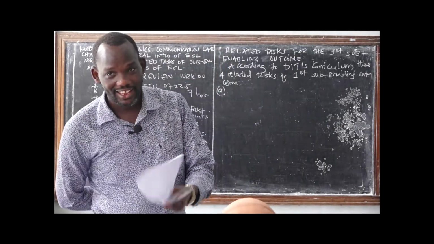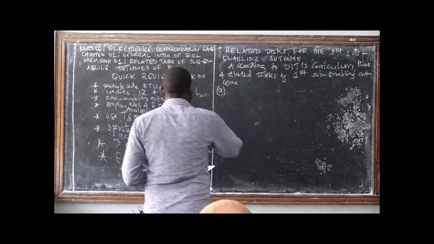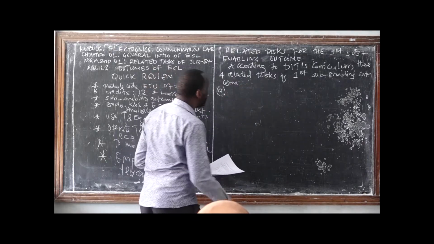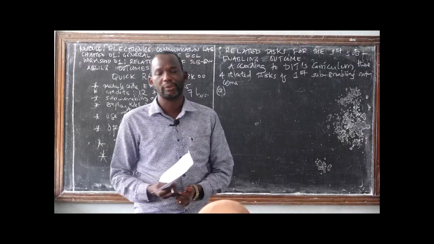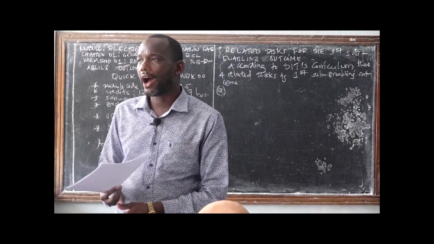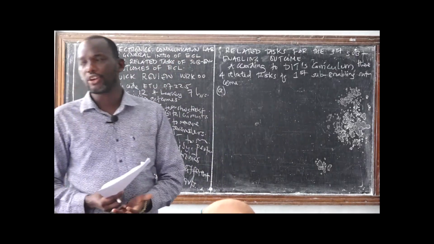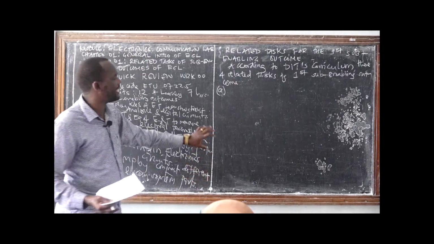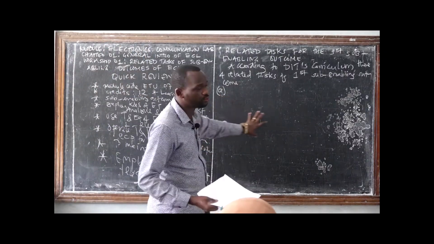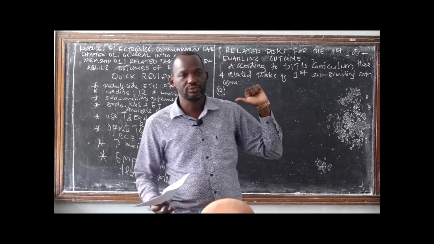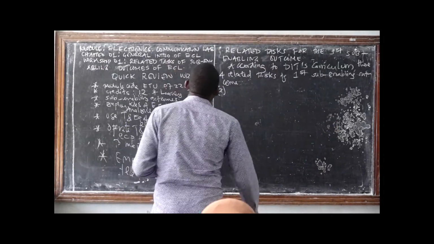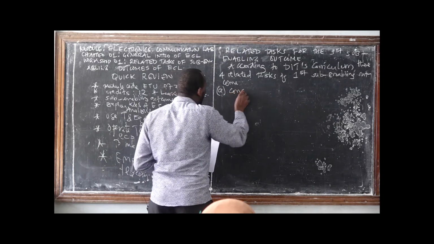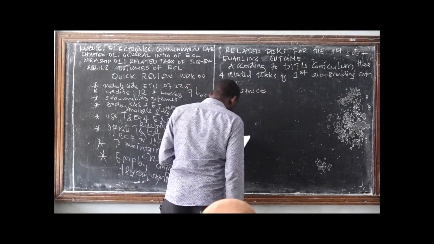So in that sub-enabling outcome, to employ knowledge and the skills of electronics and telecommunication to construct analog and digital circuits, the following are the related tasks that a student has to achieve in order to achieve that sub-enabling outcome. The first one, a student should be able to construct all of the following analog circuits.